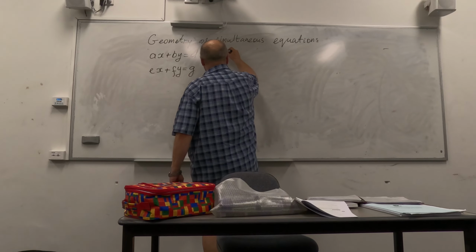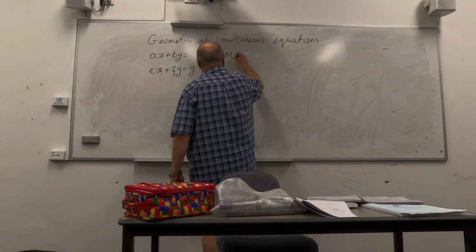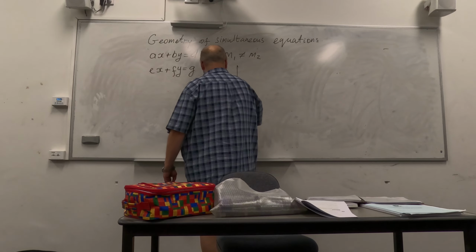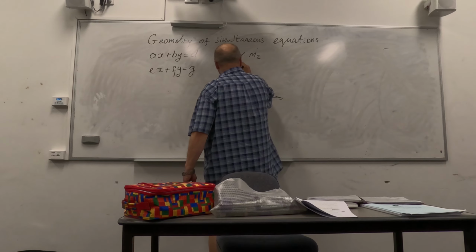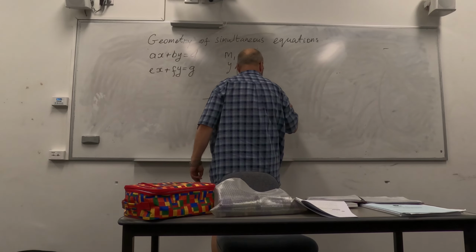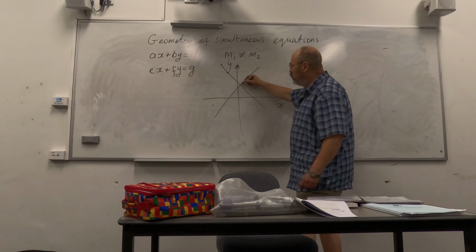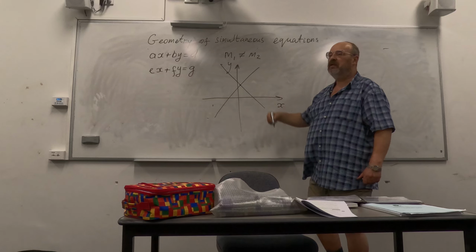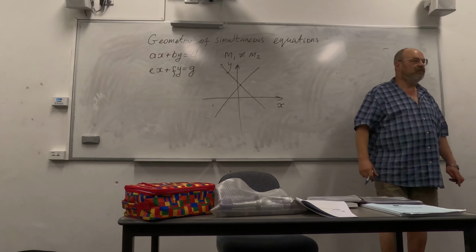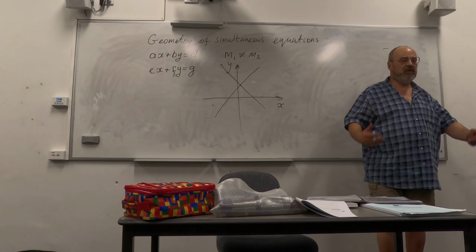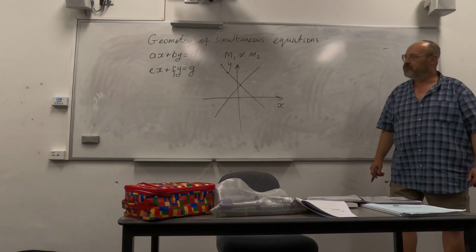Case number one: when two lines have different gradients, they will have one unique intersection. Different gradients, they always will intersect somewhere.